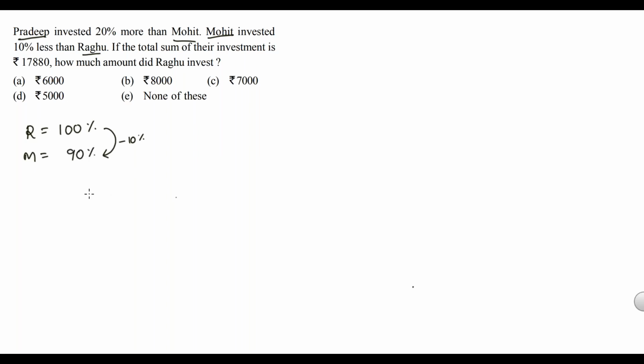Right, next point. Pradeep invested 20% more than Mohit. Then what should be Pradeep's investment? 120, 110. Okay.